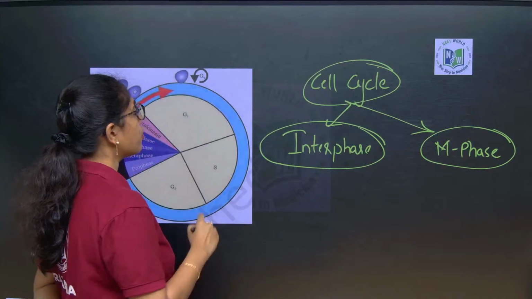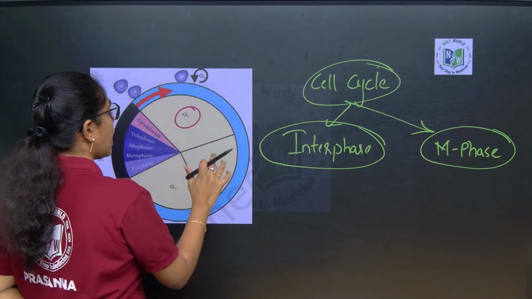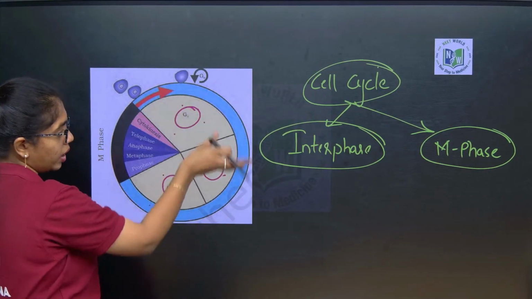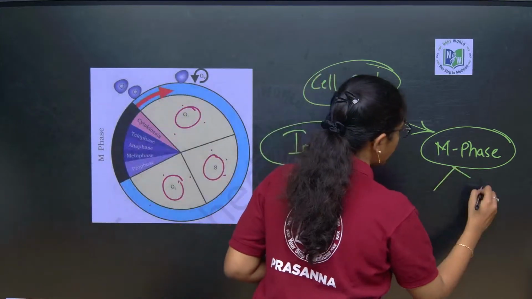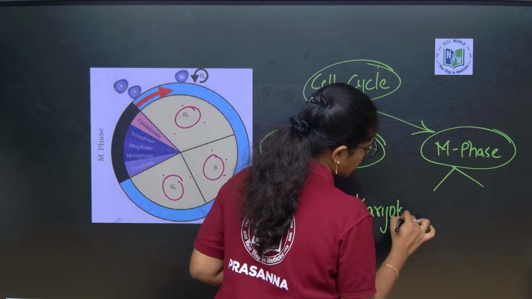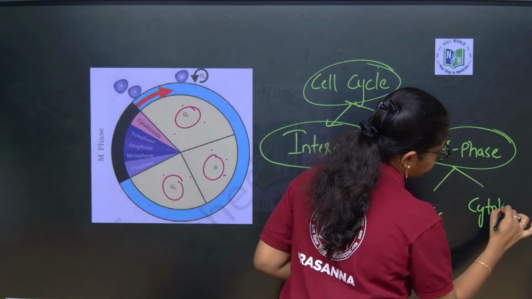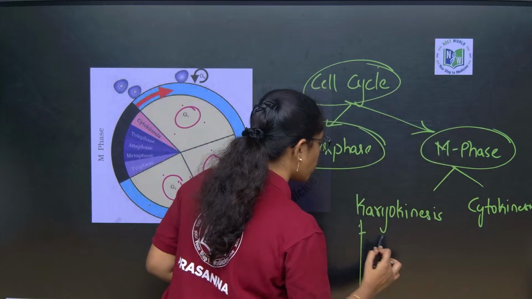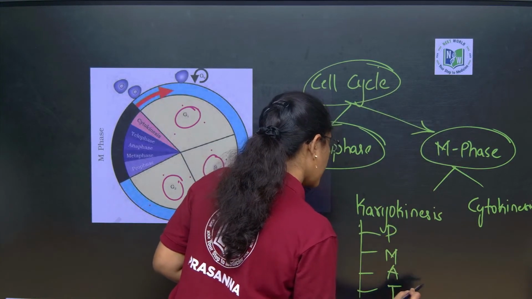Interphase has three substages, those are G1, S and G2. These are the three substages during interphase. And M phase has two, those are karyokinesis and cytokinesis. Karyokinesis has four substages: prophase, metaphase, anaphase and telophase.